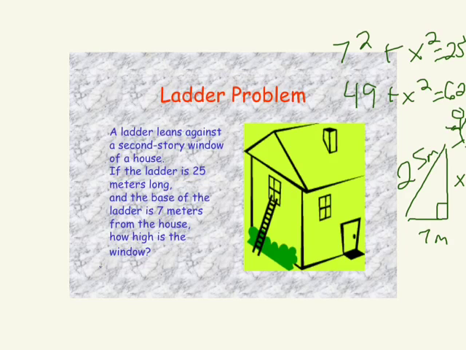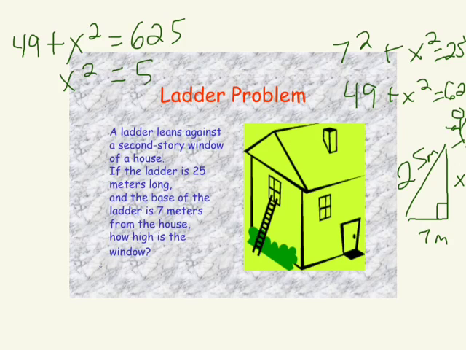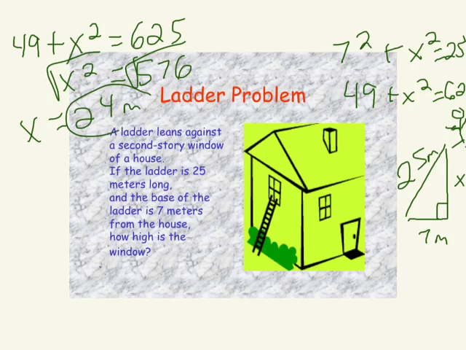I'm running out of room here. So we would have 49 plus x squared is equal to 625. So then we would subtract 49 from each side. So we'd have x squared equals 576. And then if we square root both sides, the square root of 576 is equal to 24. So the missing side would be 24 meters.